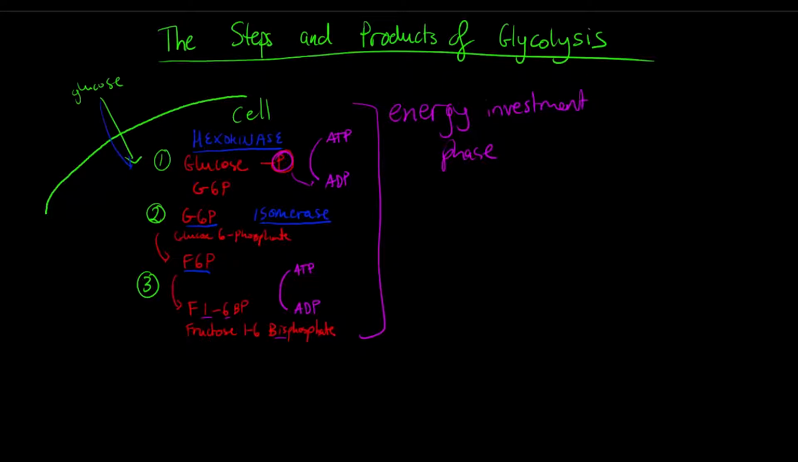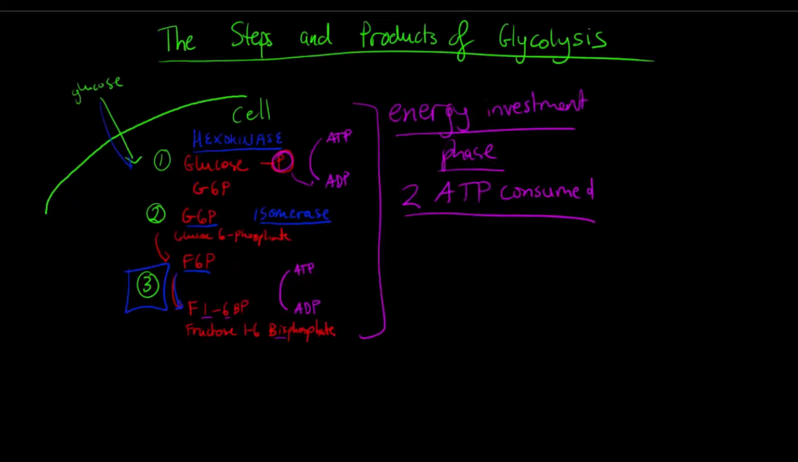So again, in the energy investment phase, 2 ATP have been consumed. And you'll want to remember this. What happens in the energy investment phase? The 2 ATP, where they come in, and what enzymes are involved in the process. Now this step 3 is probably the most important step in all of glycolysis. This step of changing fructose 6-phosphate into fructose 1,6-bisphosphate is done by an enzyme known as phosphofructokinase. Phosphofructokinase, you'll want to remember that.